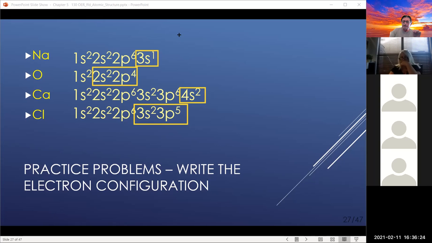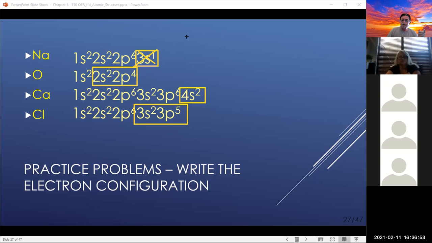And when it does that, that 3s1 is now empty. The new valence shell is the next one in, in the second energy level. And there are 8 electrons in that layer. It is full, which means it has the same number of electrons as a noble gas.